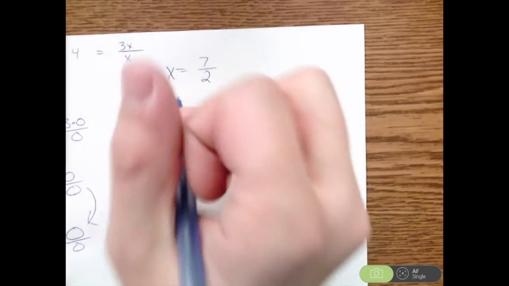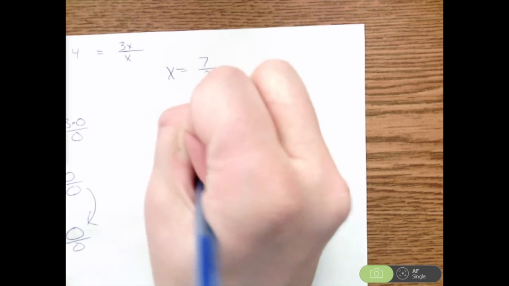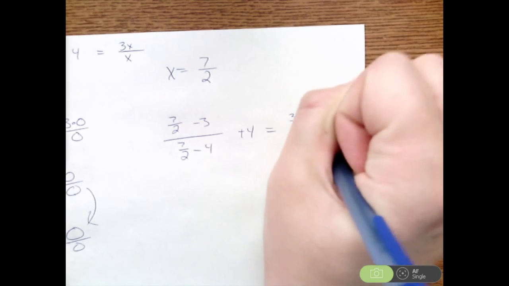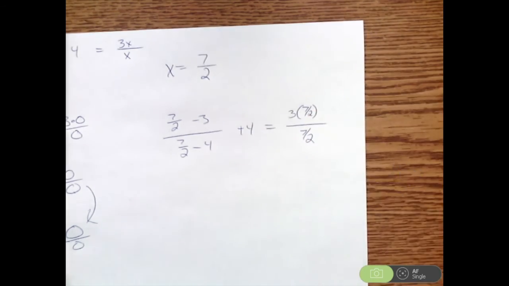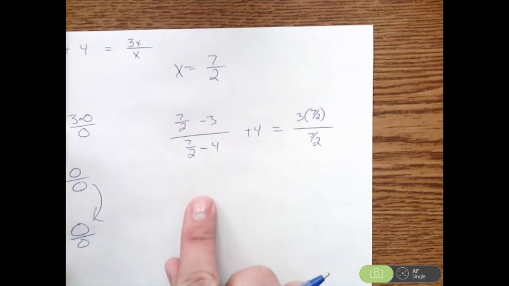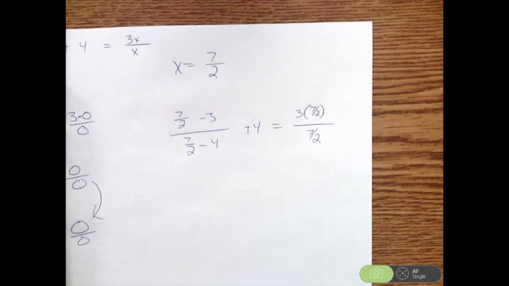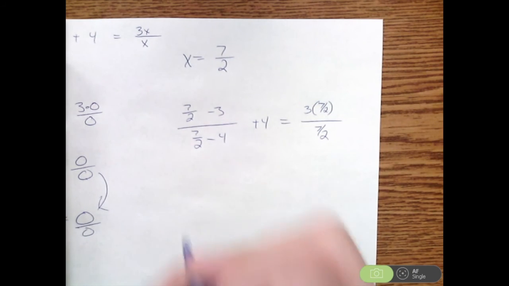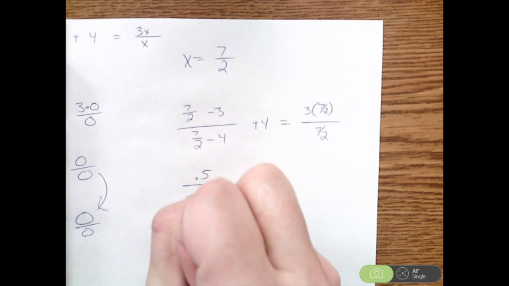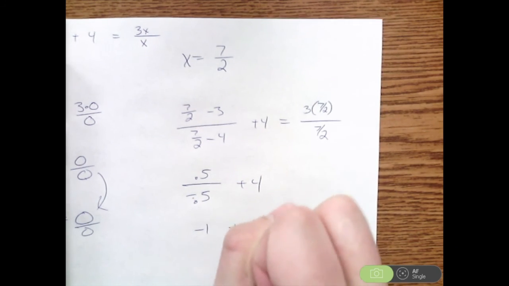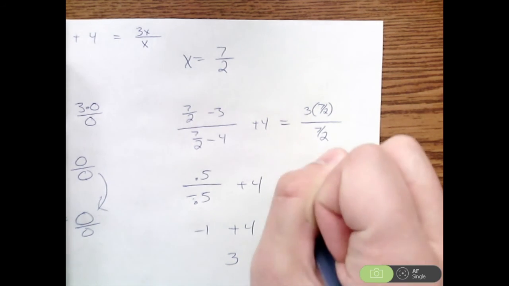So now let's check 7 divided by 2. 7 divided by 2 minus 3 over 7 divided by 2 minus 4, plus 4 equals 3 times 7 divided by 2 divided by 7 divided by 2. So what I'm going to do with that one is use the calculator to get me through a lot of this. I'm doing this off screen here. So I did 7 divided by 2 minus 3, so the numerator is 0.5, and then 7 divided by 2 minus 4 is negative 0.5. Well, 0.5 divided by negative 0.5, that's negative 1 plus 4. So the left side, we're going to get 3.